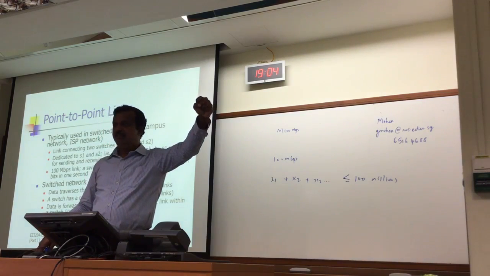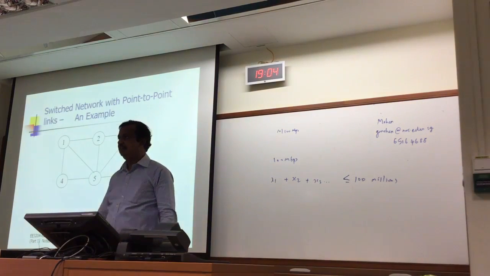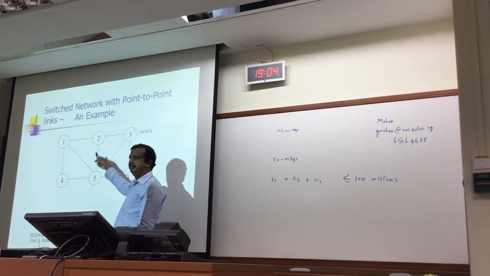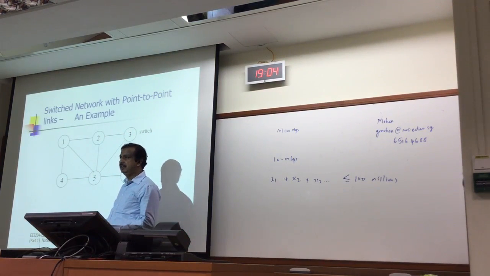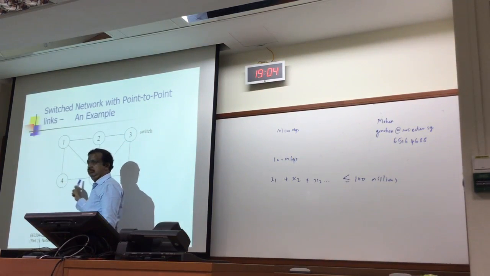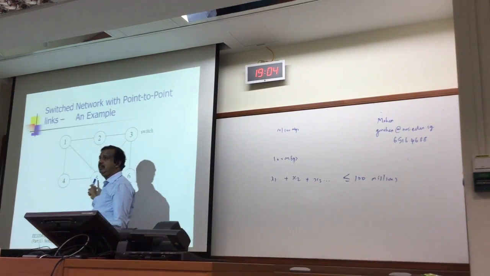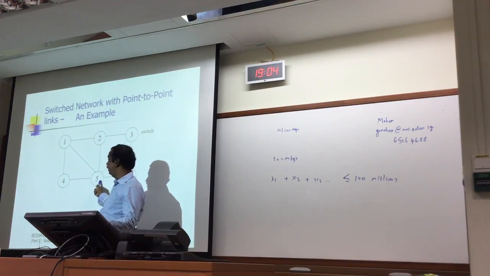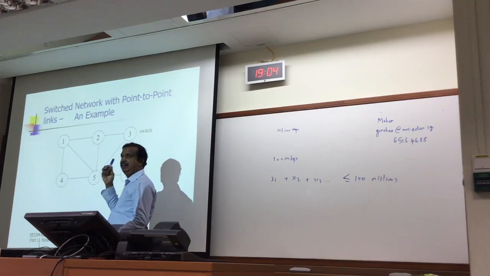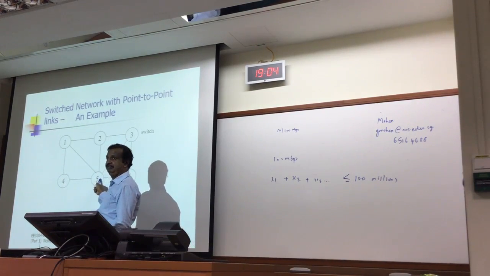But when you say switched network, that means it's a network of switches. These are all switches or routers. They are all connected by these links. These links are called point-to-point links because the link connects only two. Let's say you take this link, it connects 4 and 5. So if 4 sends a packet, 5 receives. If it's a shared link or broadcast link, if 4 sends, everybody should receive. Am I right? No. If 4 transmits, only 5 receives.